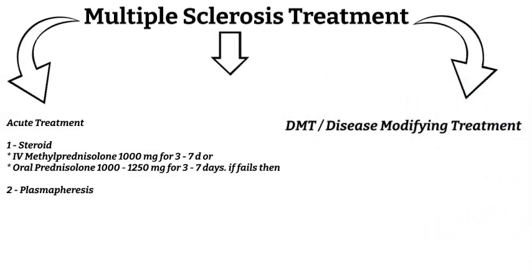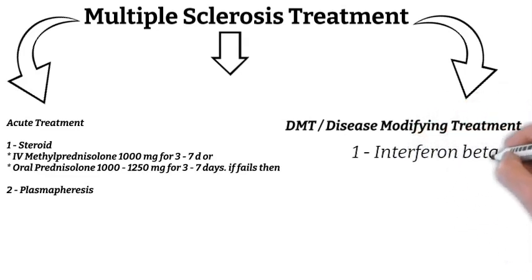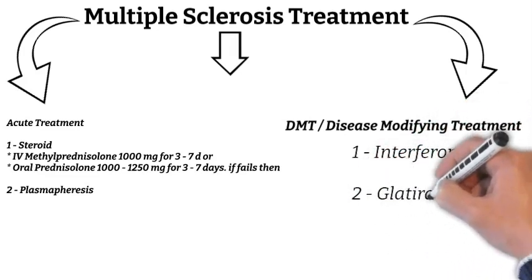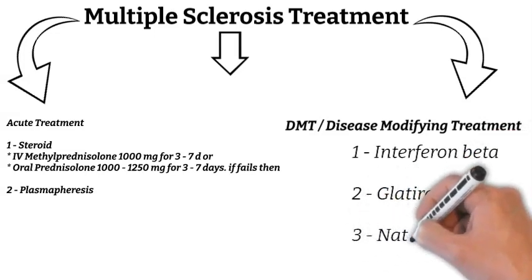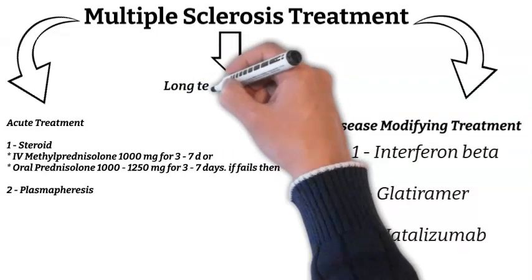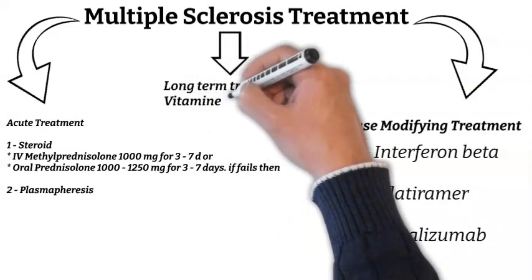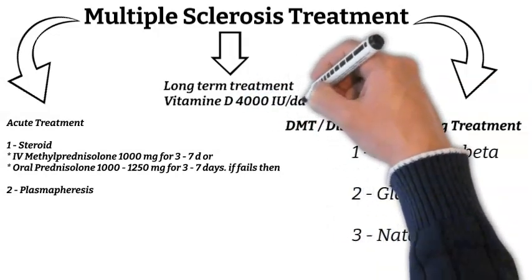The best long-term treatment is disease-modifying treatment, done by interferon beta, glatiramer, and natalizumab. Now, for long-term treatment, there's also vitamin D 4000 international units.